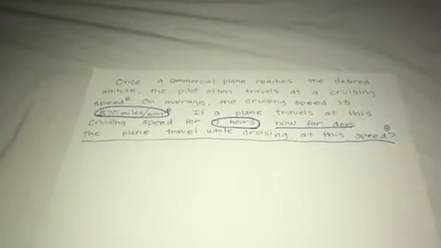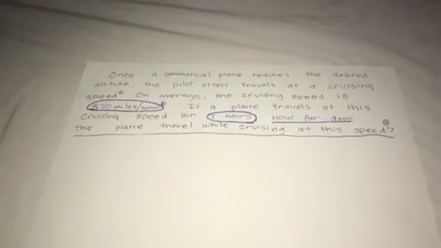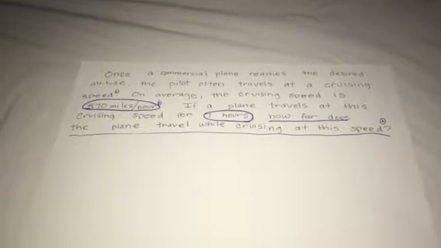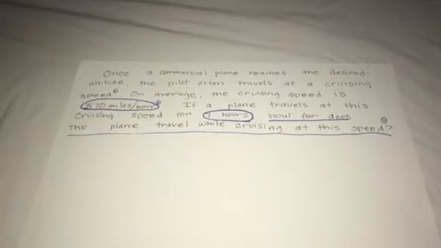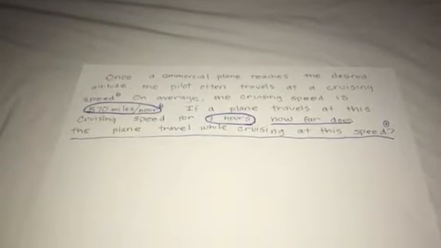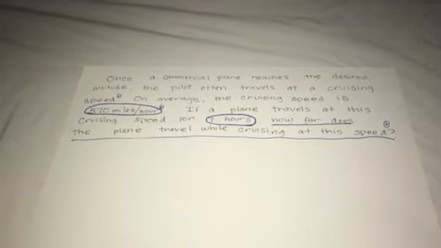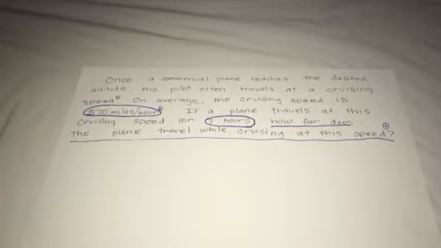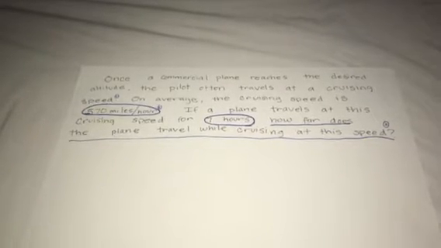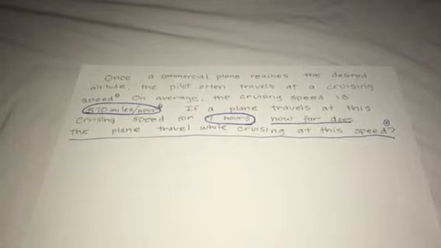All right, Kelly. So I already annotated the question, but let's read it. It says, once a commercial plane reaches the desired altitude, the pilot often travels at a cruising speed. On average, the cruising speed is 570 miles per hour. If a plane travels at this cruising speed for 7 hours, how far does the plane travel while cruising at this speed?